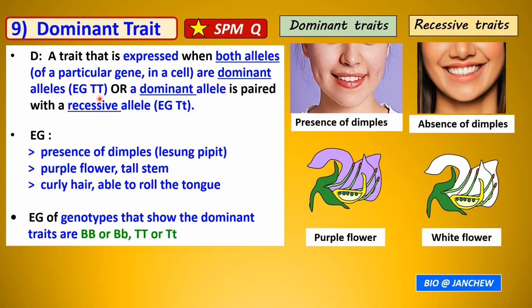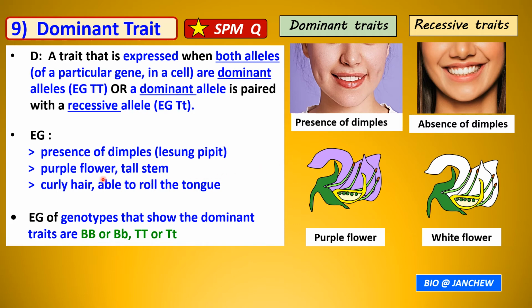Like for example, big T here and this big T here. So it will express the dominant trait, which is tall stem. For example, tall stem. Okay. So examples are presence of dimples. All right, the two depressions here on the face, on the cheeks. Okay, that gives a person a cute look like that.